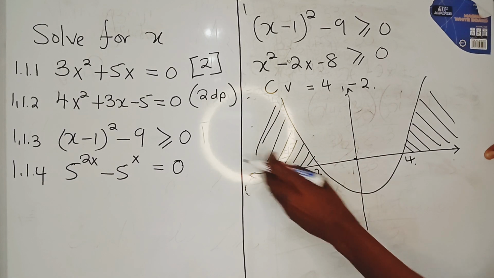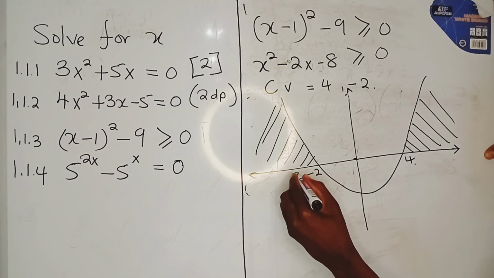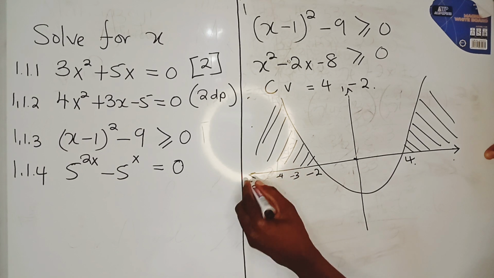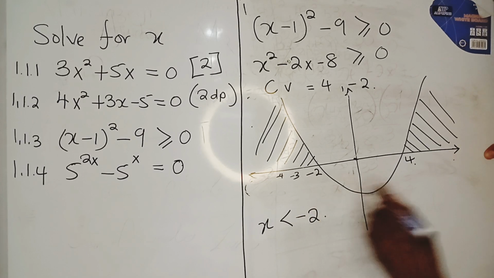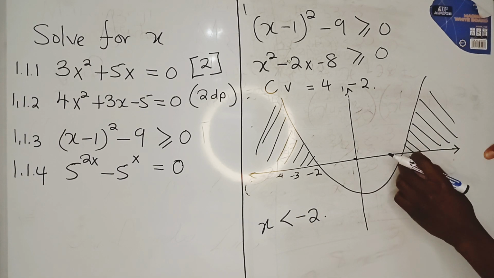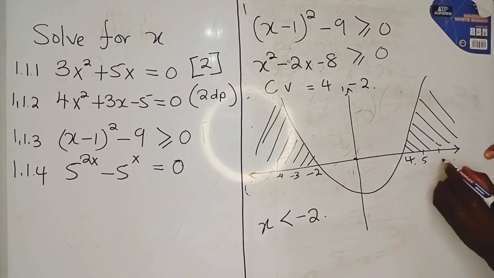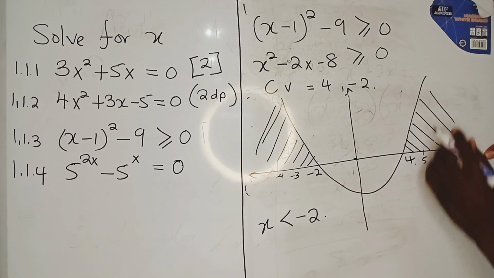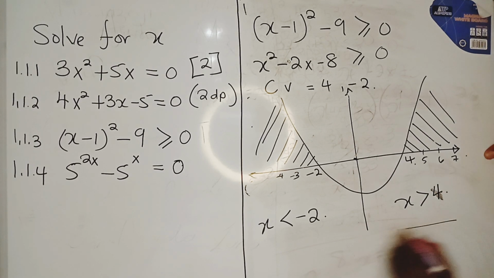Here, if we look, we see that the x values are decreasing. We're going to minus 3, going to minus 4, going down, meaning that x is less than minus 2. Then here, the values of x are going to increase along the graph. So it means x is greater than 4. Yeah, this is our final answer.